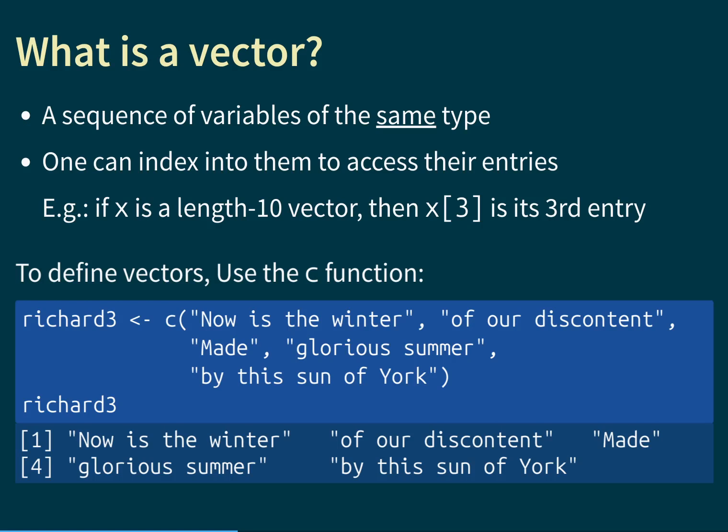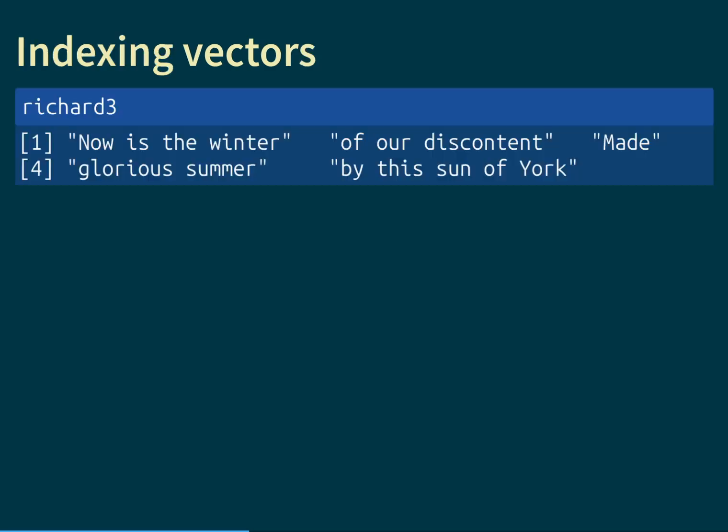And then in the next line, we continue with the fourth entry of this vector. That is why you see the number 4 bracketed there. And that entry is glorious summer. And then the final fifth entry is by the son of York written next to it. So as advertised, one can index into vectors and access their individual entries, and those entries will behave just like normal values, in this case just like normal character strings that we are already used to.